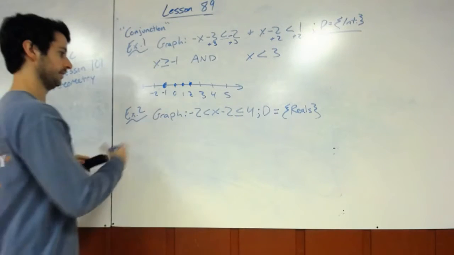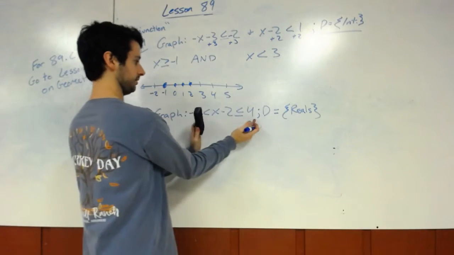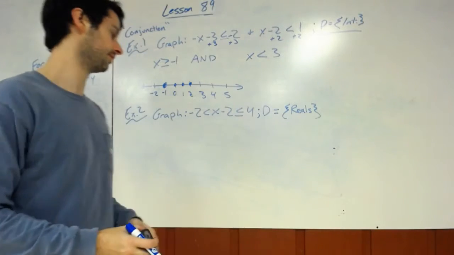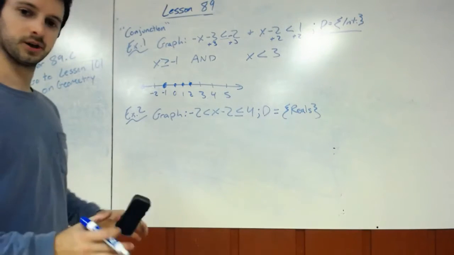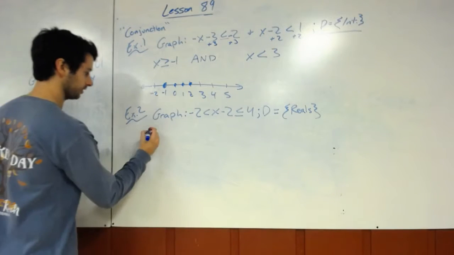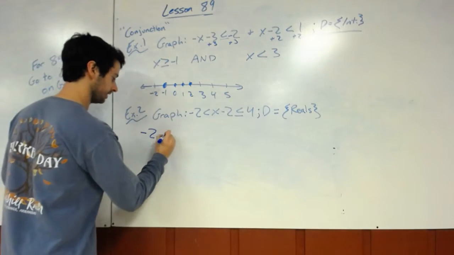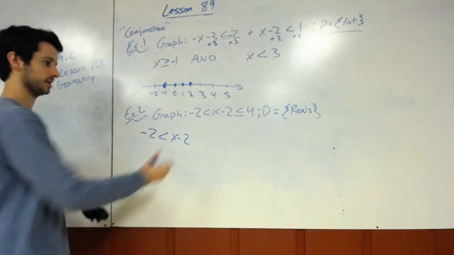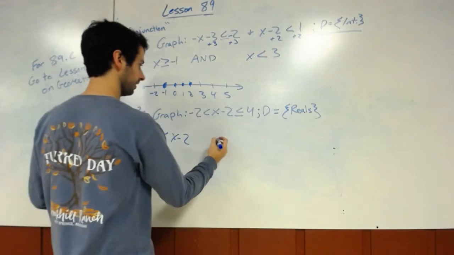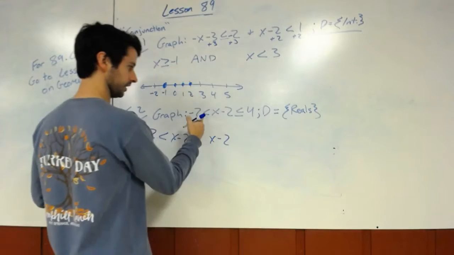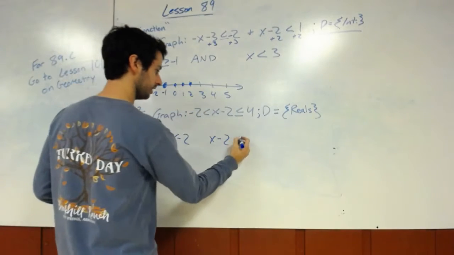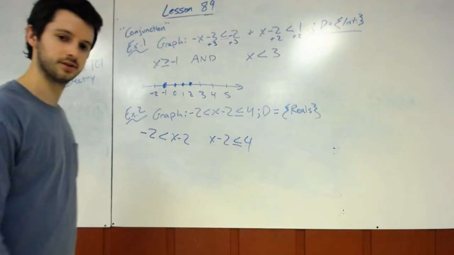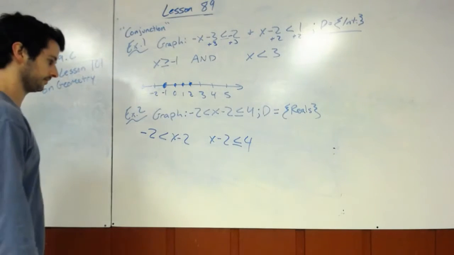The only difference here is it makes this kind of look funky. It gives negative 2 is less than x minus 2 is less than or equal to 4. We're going to separate this into two equations. So we're going to call it negative 2 is less than x minus 2. And then we stop at the next sign. So then we have x minus 2, starting from this sign, less than or equal to 4. So these are my two conjunctions that I got to solve for.